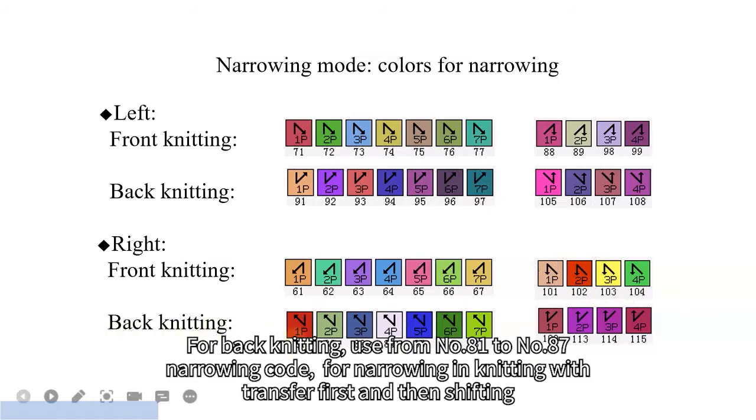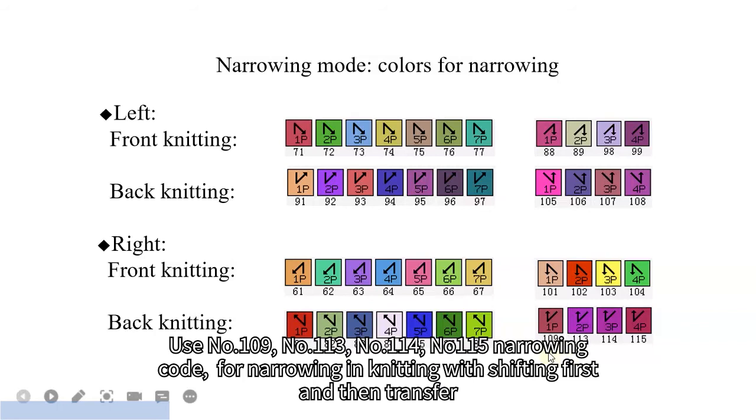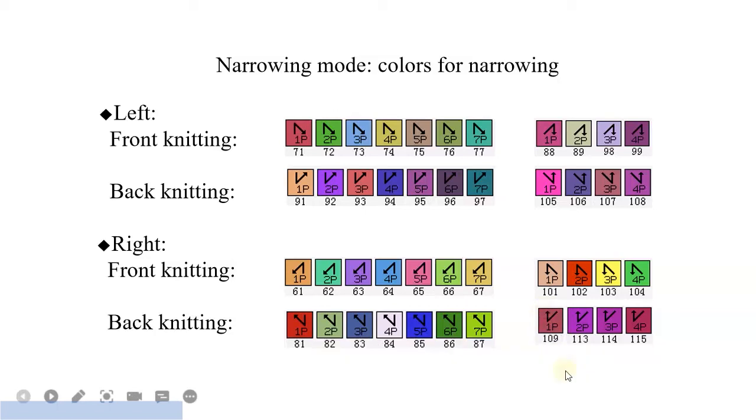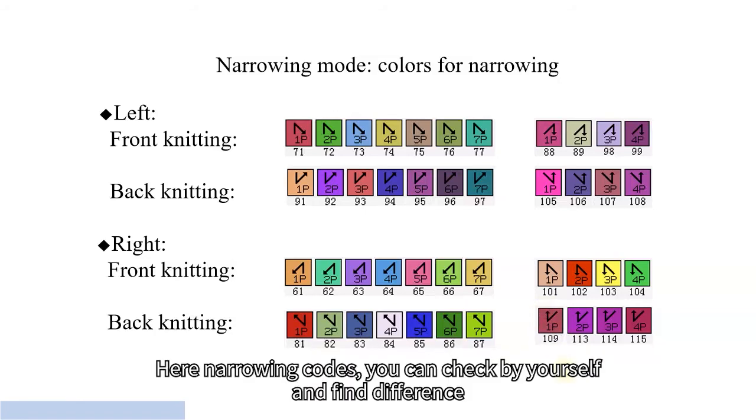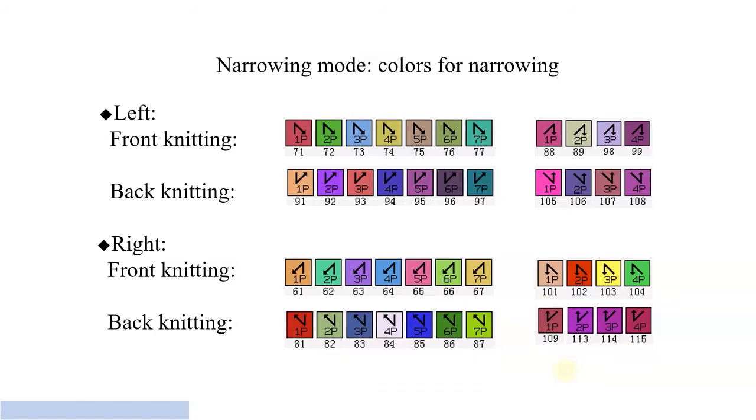For back knitting, use from 8.1 to 8.7 narrowing code. For narrowing knitting with transfer first and then shifting, use 109, 113, 114, 115 narrowing code. For narrowing knitting with shifting first and then transfer. Here are the narrowing codes. You can check by yourself and find the difference.